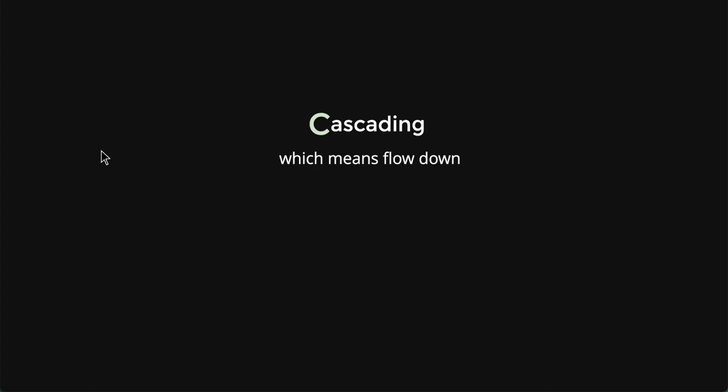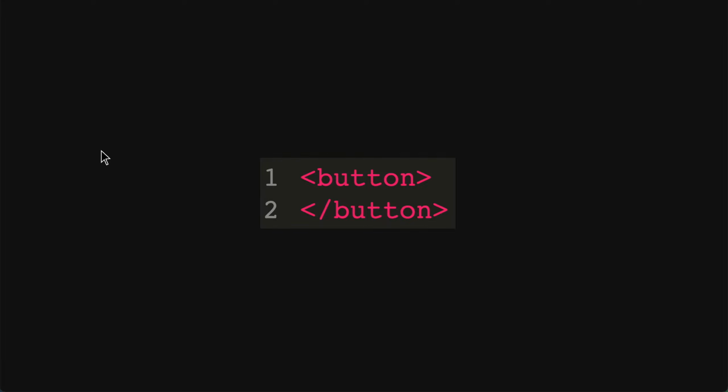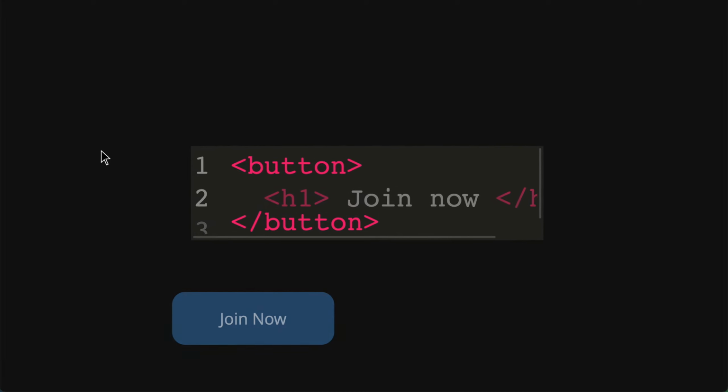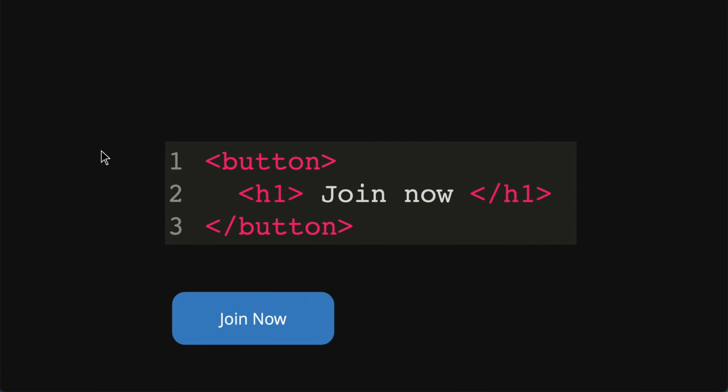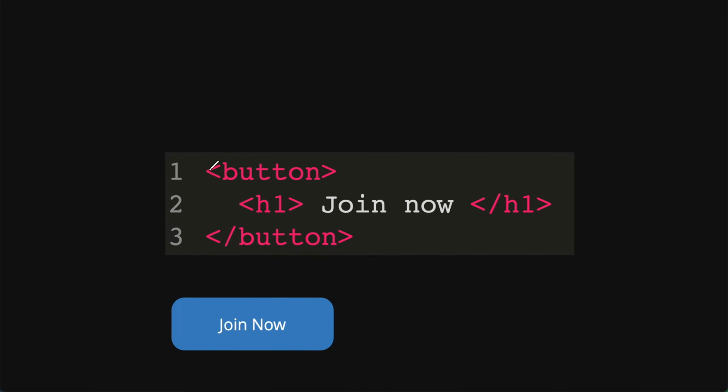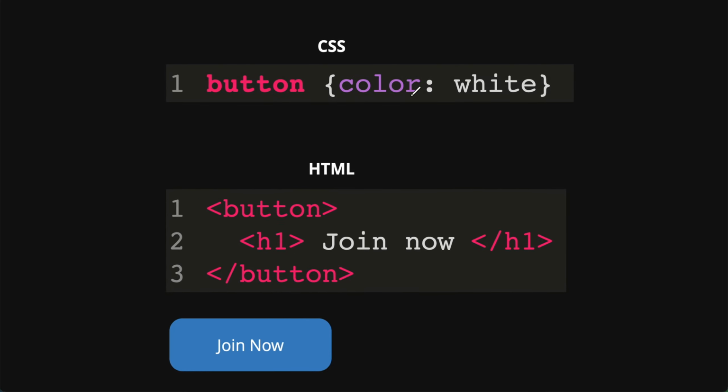So for example, we have this button over here, and this button essentially has an H1 text inside it that is called join now. The CSS will look something like this. We have a color that is white. Another thing about CSS is that color doesn't represent the button. Color represents the font color.